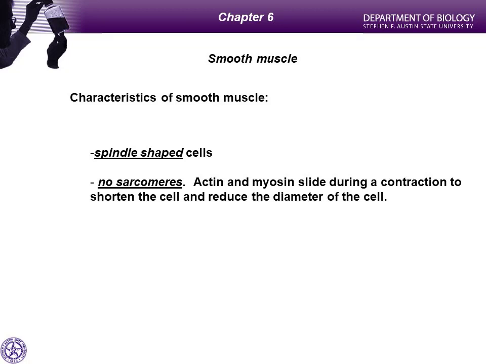But don't make the mistake of thinking, since there are no sarcomeres, there must not be any actin and myosin, because that's what makes the striped pattern. Remember, you can't contract without actin and myosin. It's simply a different arrangement. That's one thing that trips up a lot of students.